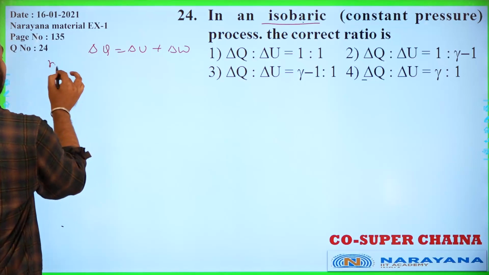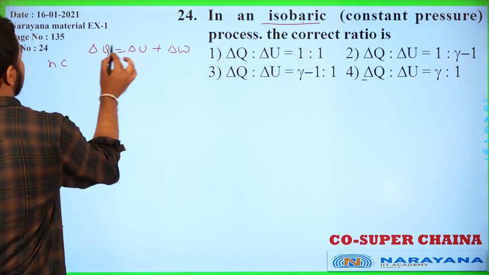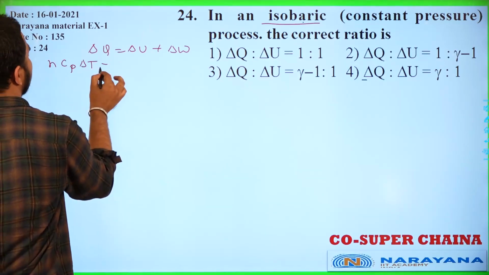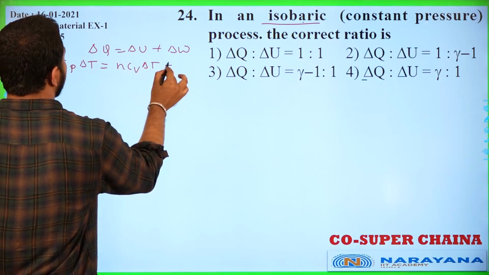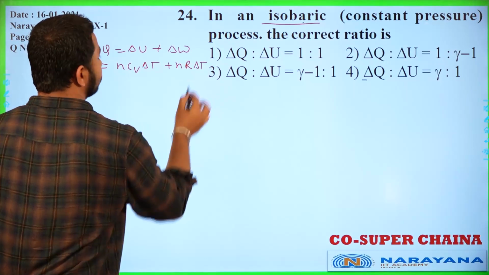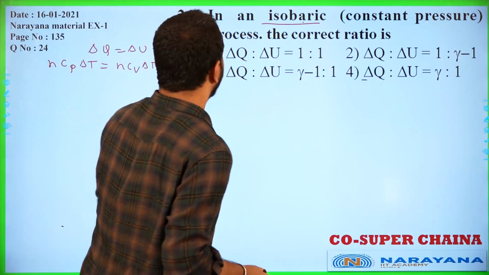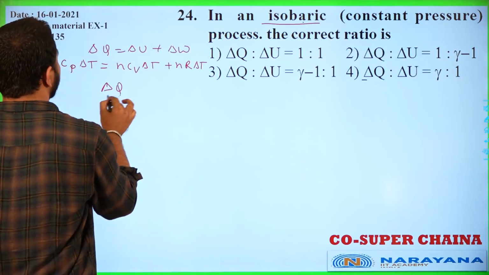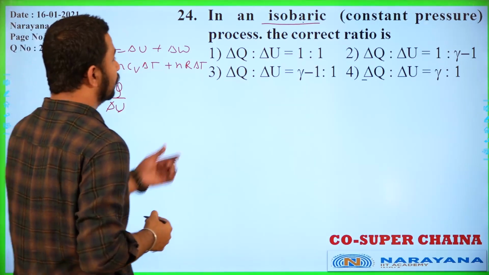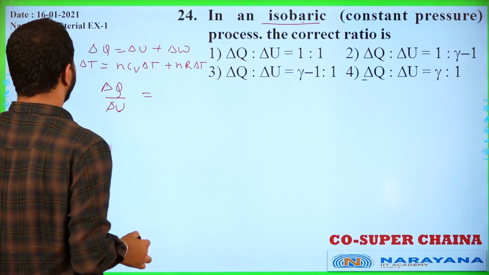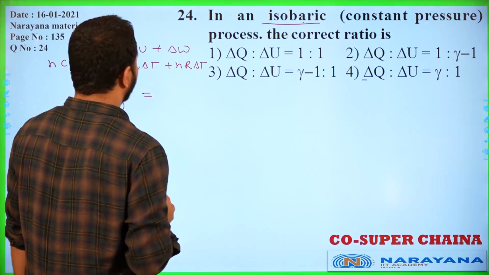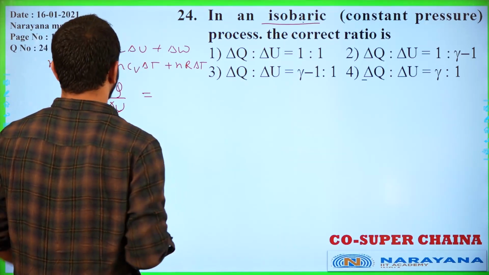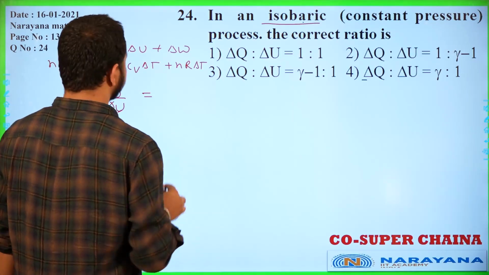Delta Q can be written as n Cp delta T. Delta U can be written as n Cv delta T, and delta W can be written as nR delta T. Now here you have to find delta Q by delta U. Students, if you have to find delta Q by delta U, what can we do here? So just substitute the values of delta Q and delta U.